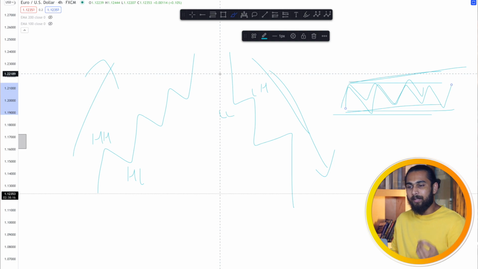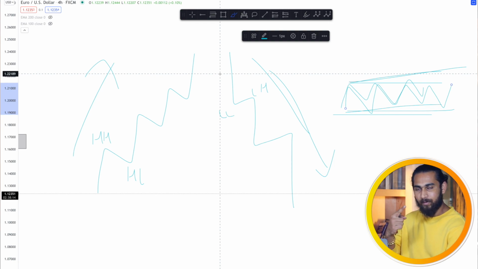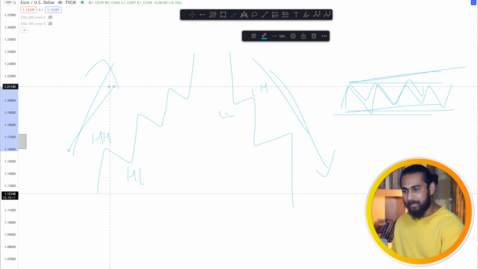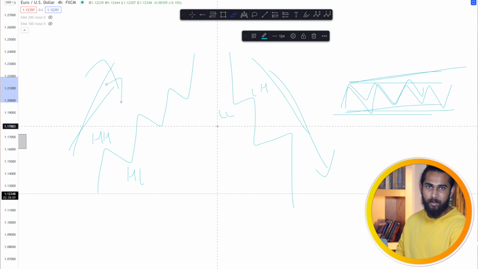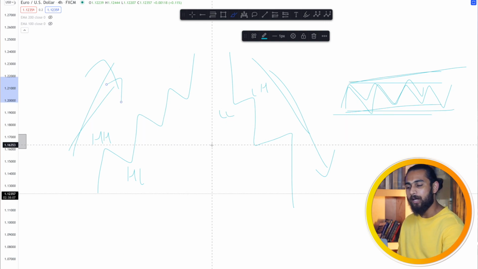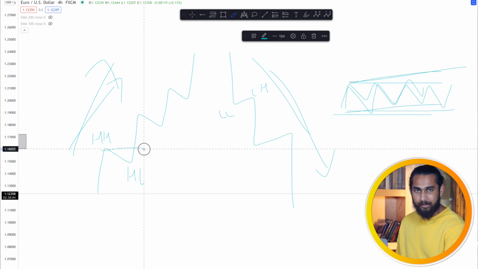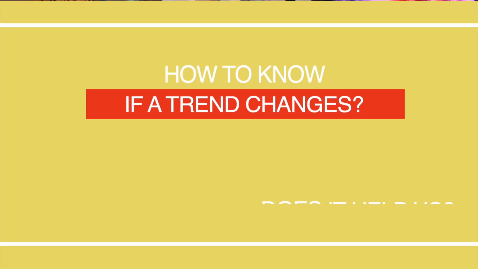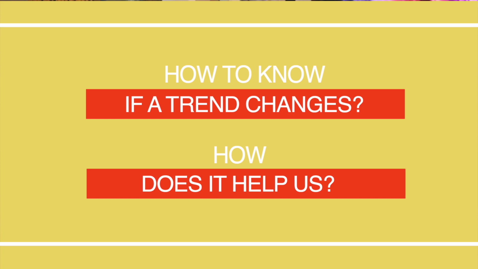So what market structure does is, first, it helps us to find the direction of the market, whether it is an uptrend or downtrend, and then after that it also helps us to find entries. And not just that, but it also helps us to find out when a trend is going to change. So I'm going to tell you everything step by step, but first let us understand how to know if a trend changes, and how market structure helps us with that.